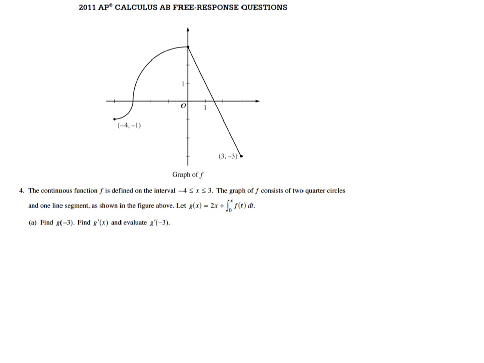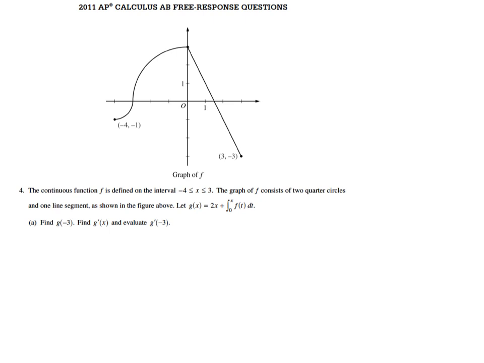In this video, we're going to talk about the 2011 AP Calculus AB free response question number 4. In the first part, we're just going to talk about part A. So here we have a continuous function f.